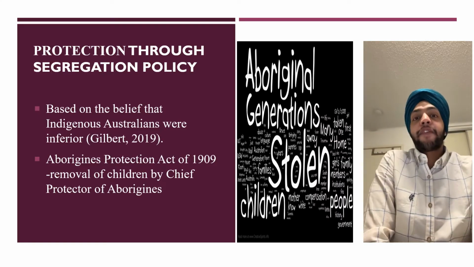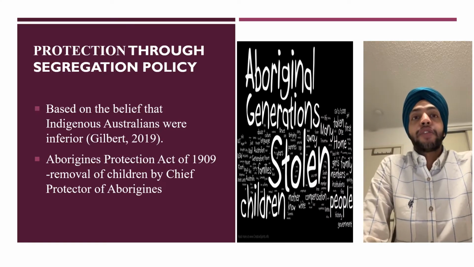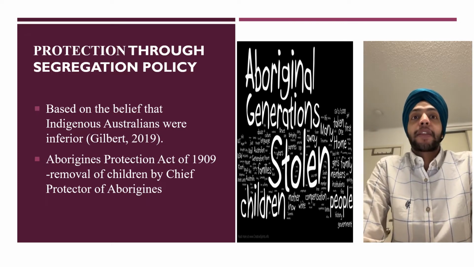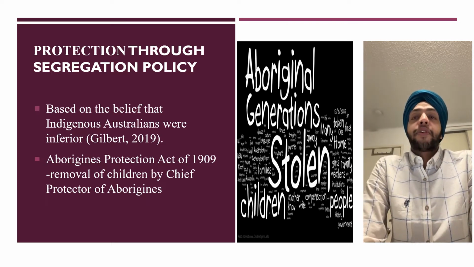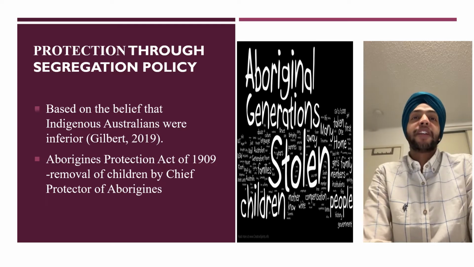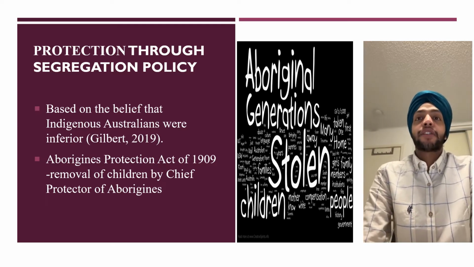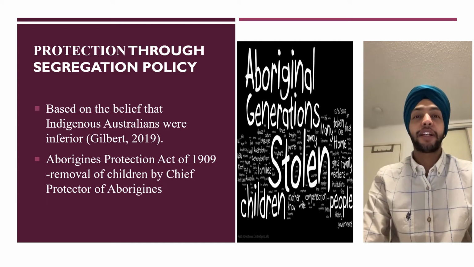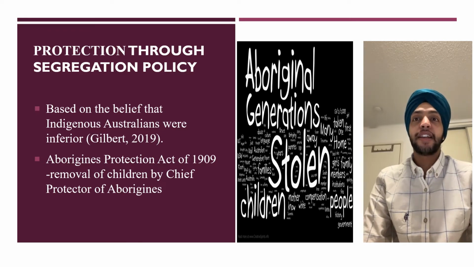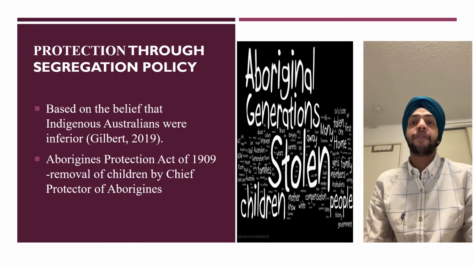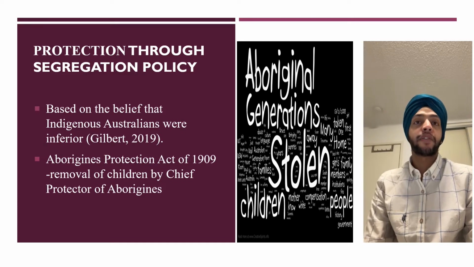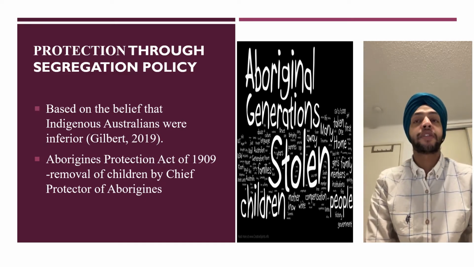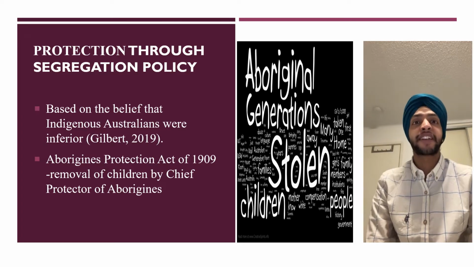In this slide, I will briefly discuss the protection through segregation policy. The protection through segregation policy was based on the belief that Indigenous Australians were inferior and backward compared to Caucasian Australians. This belief viewed white people as more powerful, while the Indigenous population was believed to be primitive, and it was believed that they would eventually become extinct.